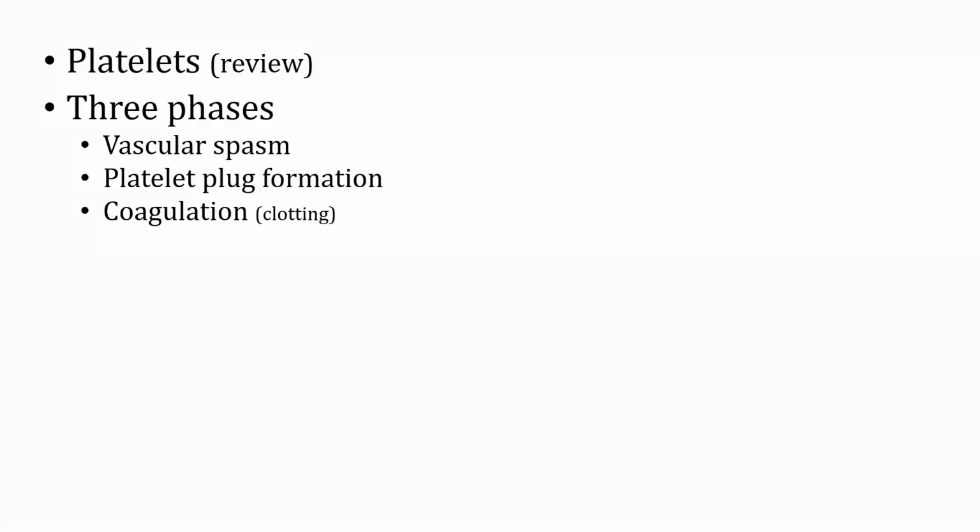Now, there are 3 phases to hemostasis, the clotting response. The first is what's called vascular spasm. The second is what's called platelet plug formation, and the third, coagulation. And this is just literally what we mean when we say clotting. These look like the following. So first, there will be an injury. All right, so this is showing that a blood vessel, a small blood vessel, has been severed.